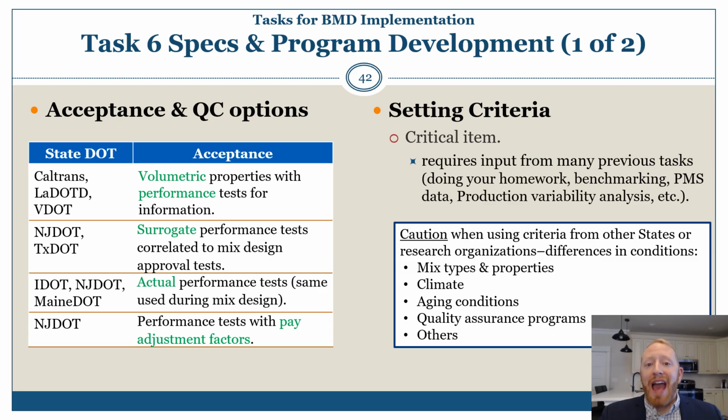Most are starting out by keeping what they already do. All right, and the frequency for BMD may not be high enough to get to the pay scale in a lot of places now, but people are working on that. A big critical item is setting the criteria. Okay, this requires input from many of the previous tasks and probably the biggest one, right? Doing your homework: benchmarking, pavement management data, production variability, your validation efforts, etc. All of those are going to feed into what is a good criteria level for your agency, for your situation, for the mix that we're talking about.